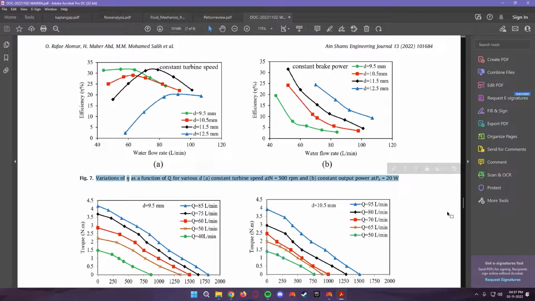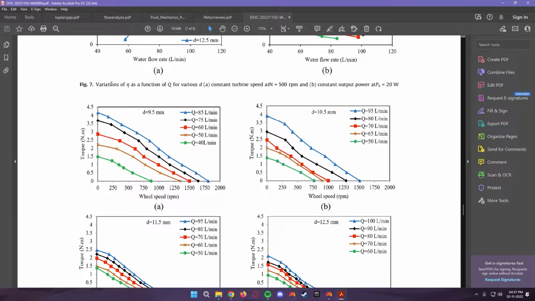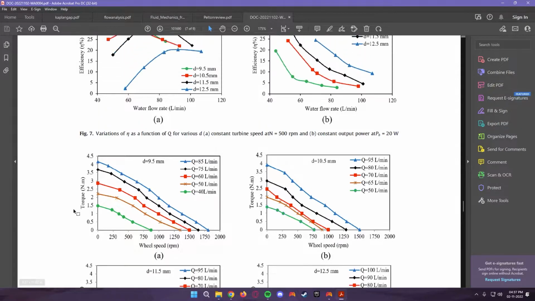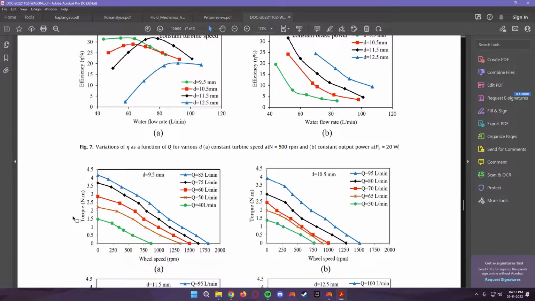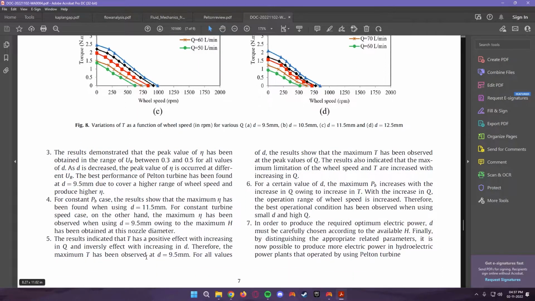Next, variation. Here are the graphs of variation of N as a function of Q for various D, at constant turbine speed N equal to 500 rpm and constant output power of 20 watts. And these are all the graphics in this experiment.